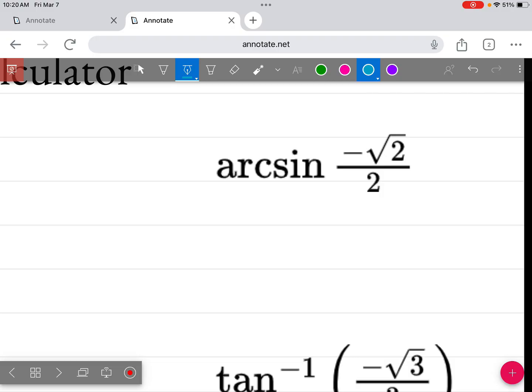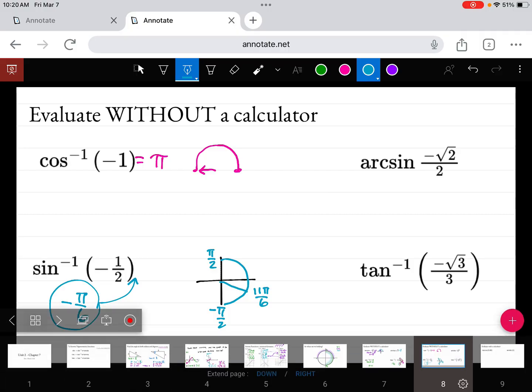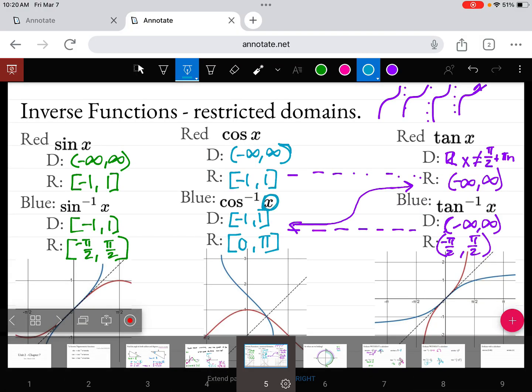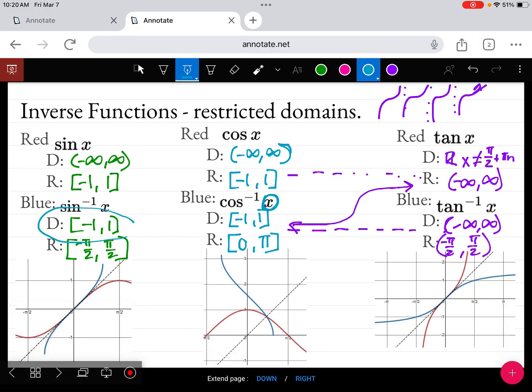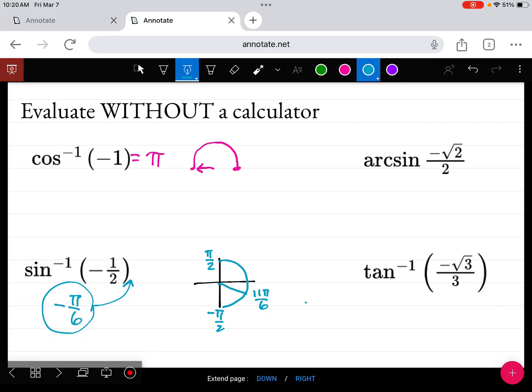I'm not getting that part. Why can't we use 11 pi over 6? Because what's our domain on sine inverse? Our domain on the inverse of sine is between negative 1 and 1, right? So, then our 11 pi over 6, is it between negative 1 and 1? It's bigger than 1, right? So it's not in the domain of the inverse. We have to have it be in the domain. It has to be between negative 1 and 1. Well, I understand why we're doing that.